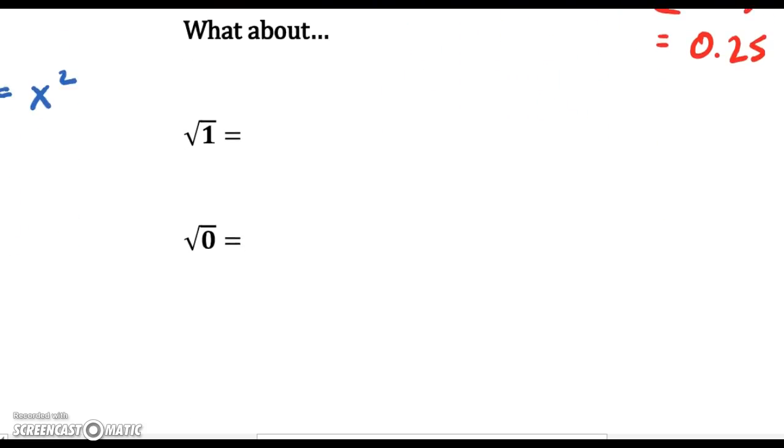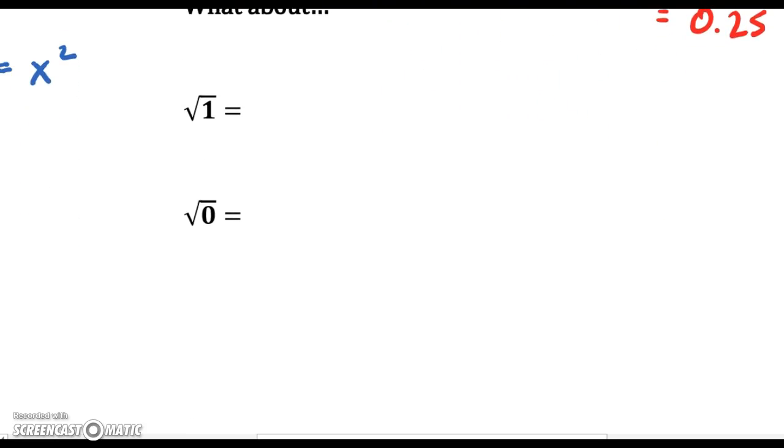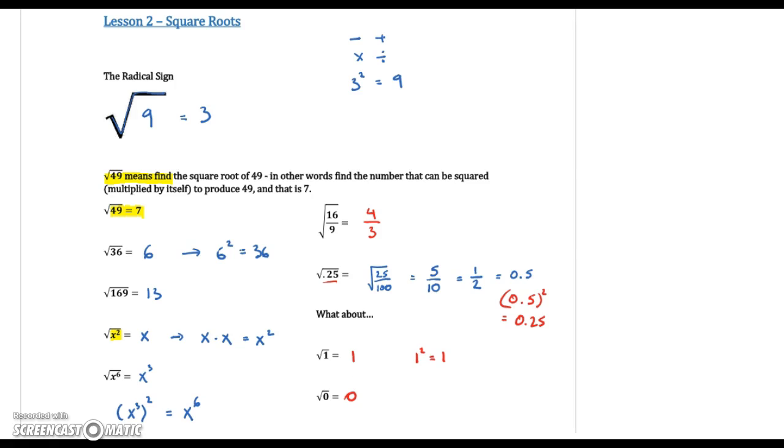All right, last couple here. We got some interesting ones that might come up. The square root of 1. Again, think about this one. What number multiplied by itself can give us 1? The answer is 1, because 1 times 1, or 1 squared, equals 1. The square root of 0, this one you probably thought of if the answer is 0. What number multiplied by itself gives us 0? The answer is 0. Okay, thanks for watching, and see you next time.